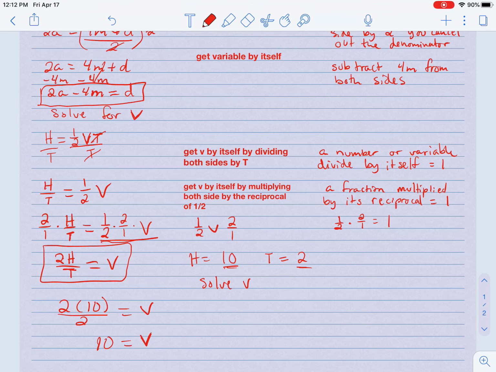So once you have the equation, as you're given values for the other variables, you just plug those in to solve for the equation.